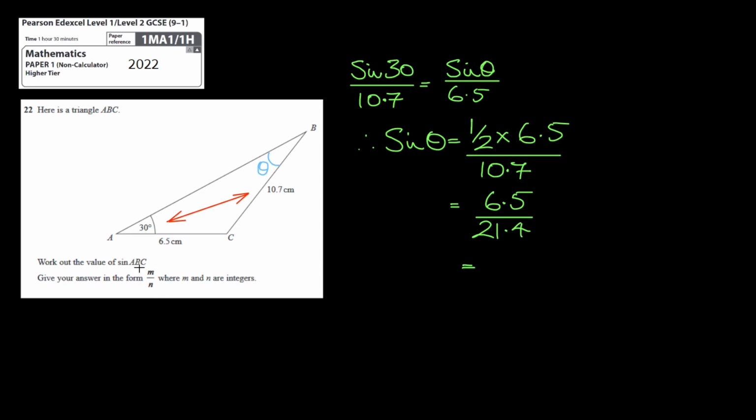And if m and n, this is m and this is n, are supposed to be integers, we need to multiply top and bottom by 10. So this becomes 65 divided by 214. So therefore m is equal to 65 and n is equal to 214. And that's your answer.